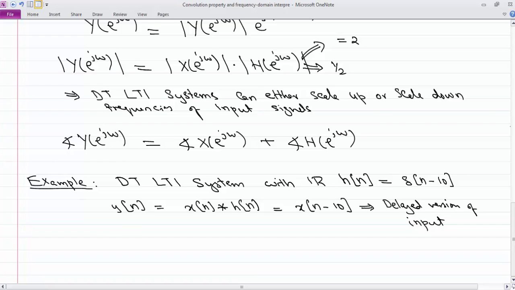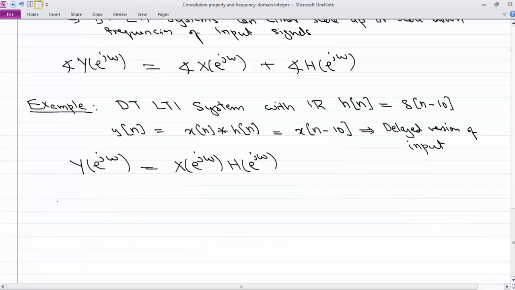But what is this doing in the frequency domain? The LTI system, what is this doing in the frequency domain? So in the frequency domain, Y of e to the j omega is X of e to the j omega times H of e to the j omega. Now, what is H of e to the j omega? We know that the Fourier transform of delta n is 1. We also know that shifting a time domain sequence gives rise to a phase shift. Right? So using these two properties, we can write down the Fourier transform of the impulse response.